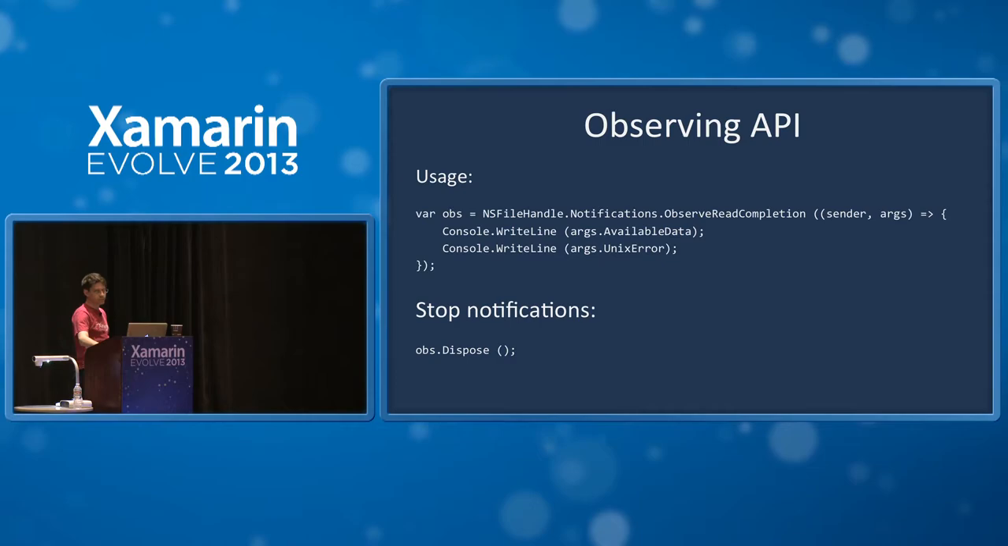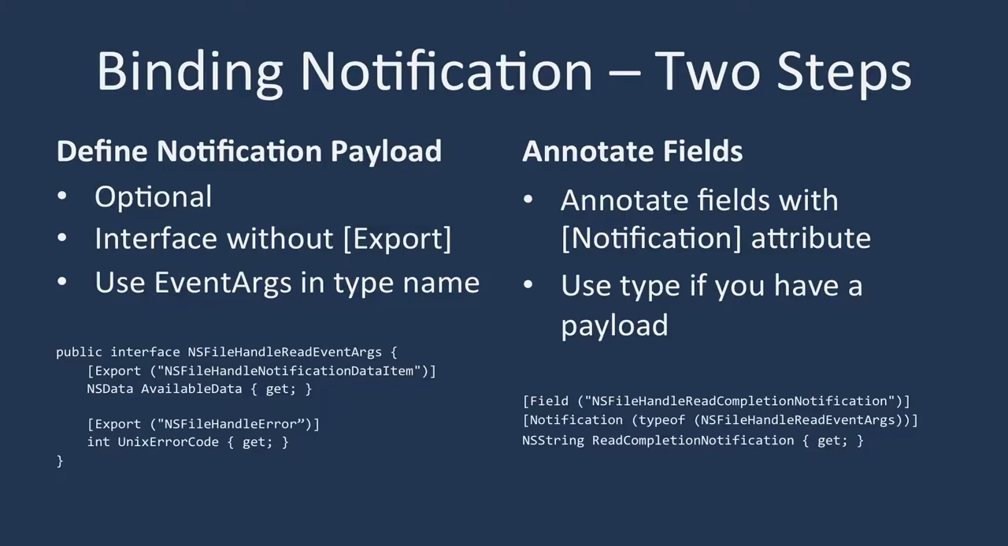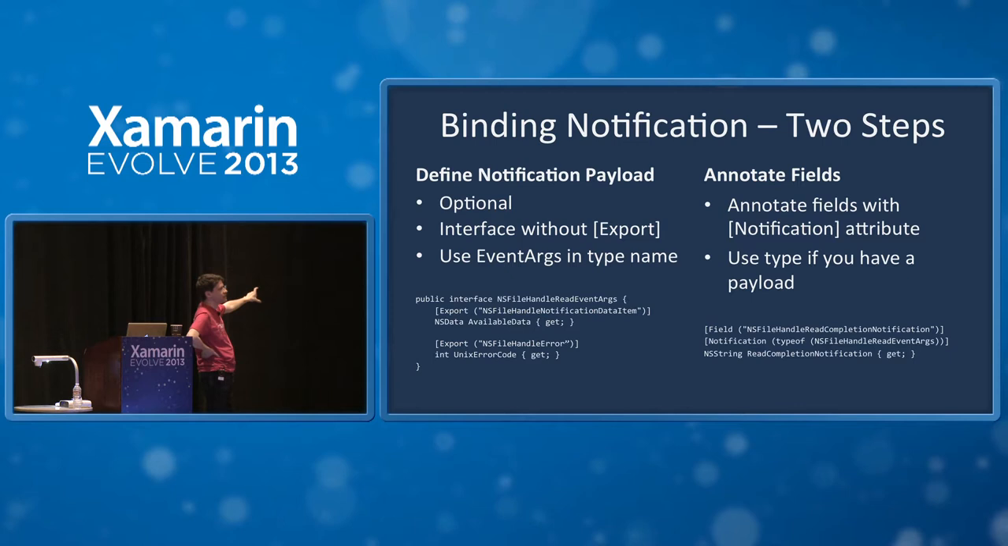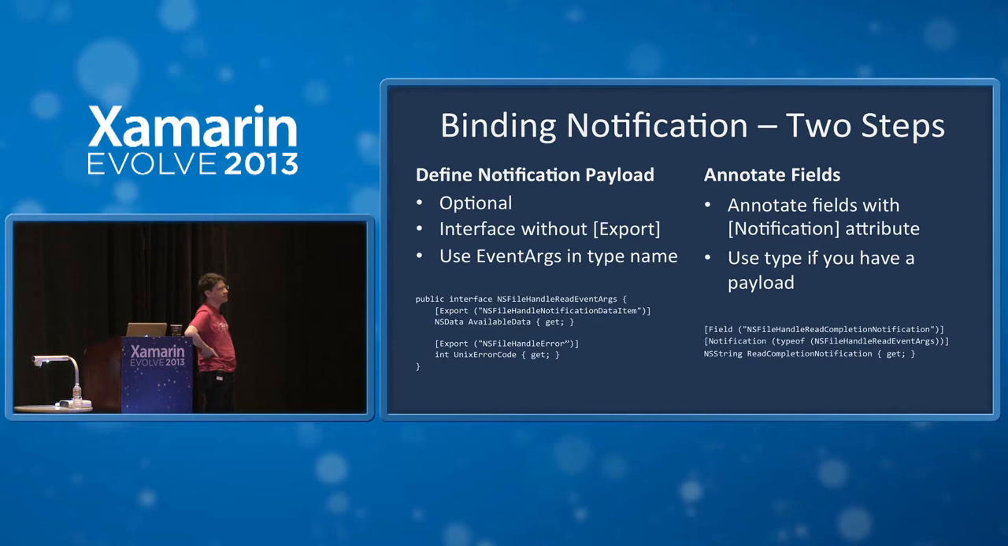So how does this work? Again, you don't have to do this. It's completely optional, but it helps build things for your users. The way that you do it is that you create an interface, and notice that this one has no register, it has no export. It's a plain interface with no decoration. And you say, these are going to be the parameters that my notification is going to get. So I'm going to call this NS file handle read event args.